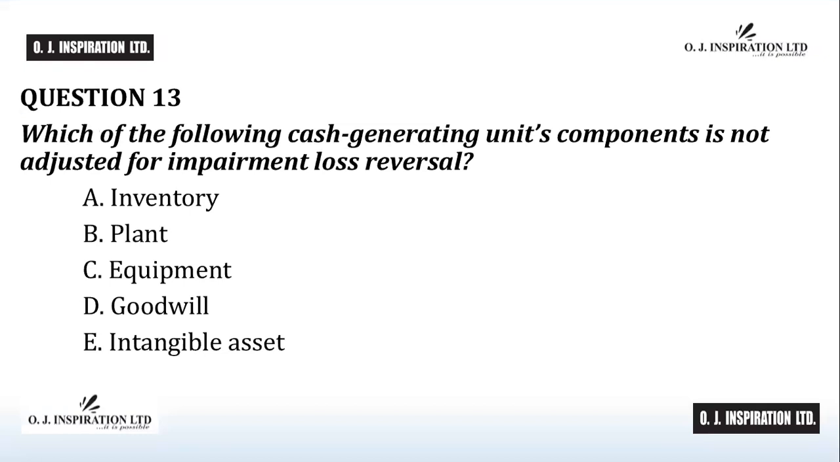Question number 13. The answer to question number 13 is D, goodwill. A reversal of an impairment loss for a cash generating unit is allocated to the assets of the unit except for goodwill, pro rata with the current amount of those assets. D is the answer to question number 13.